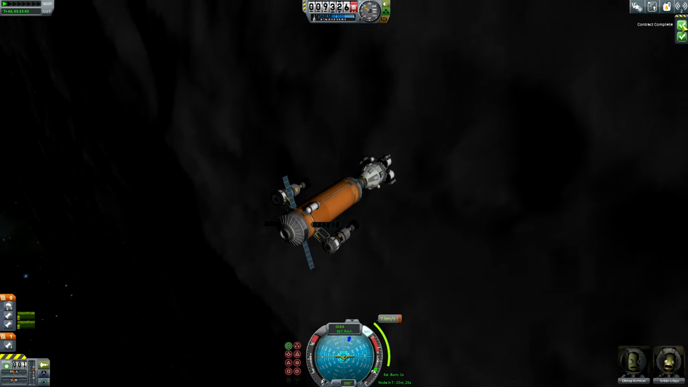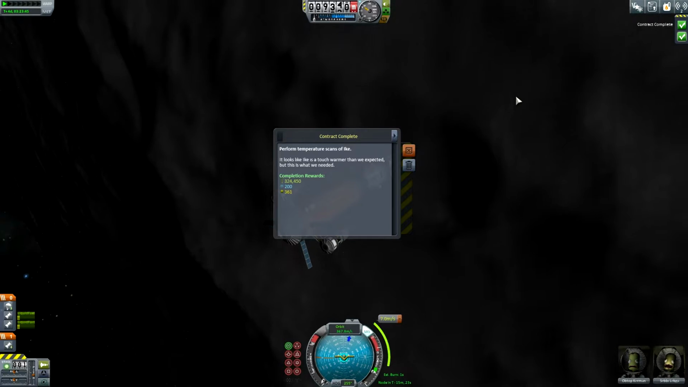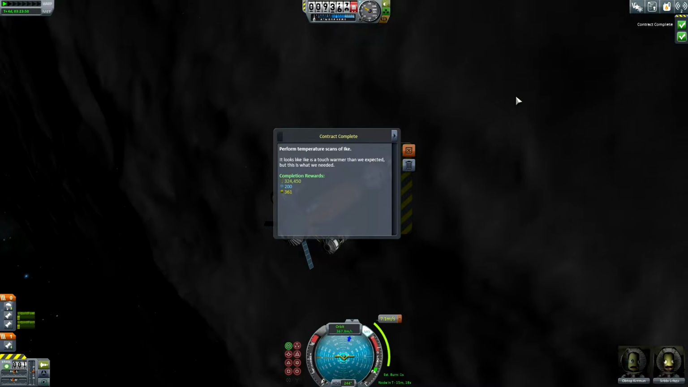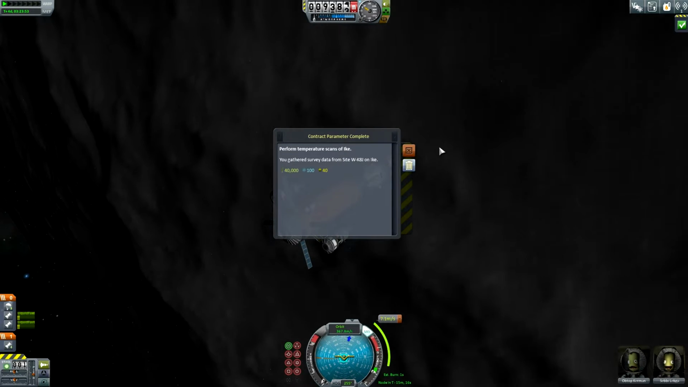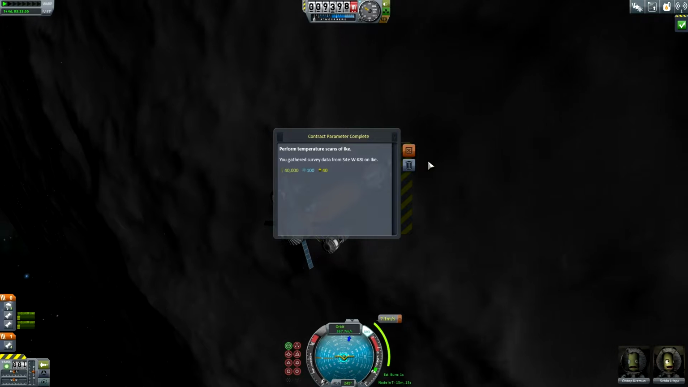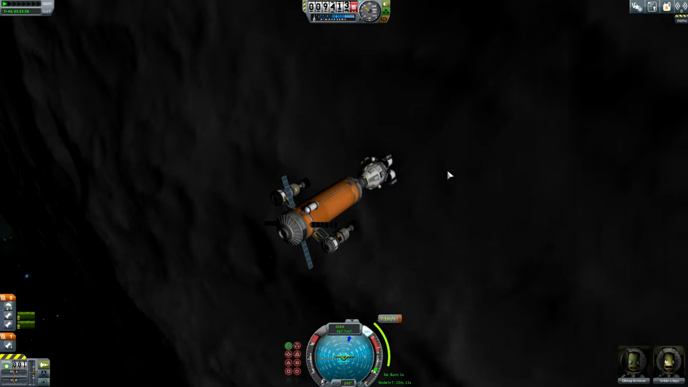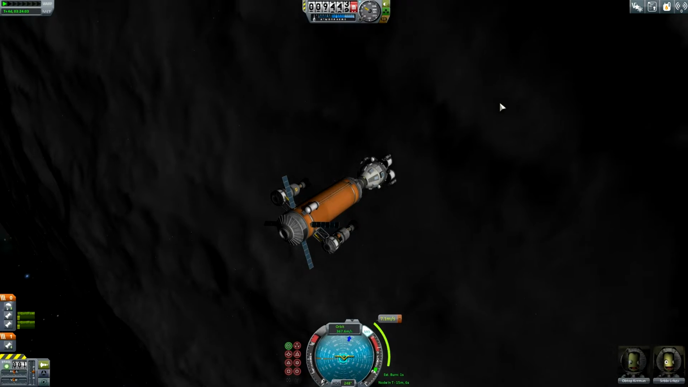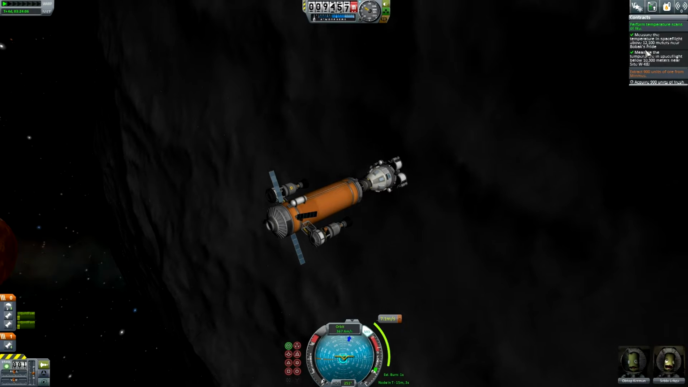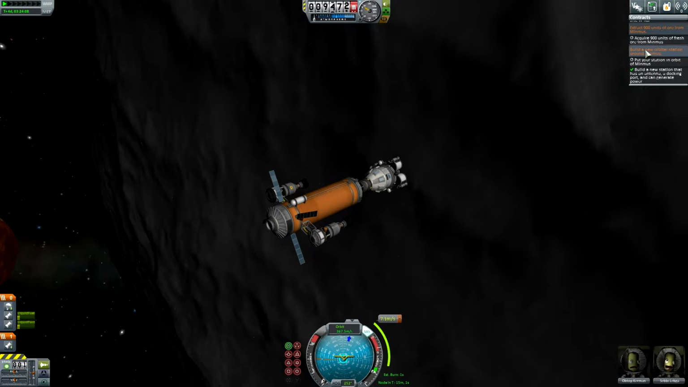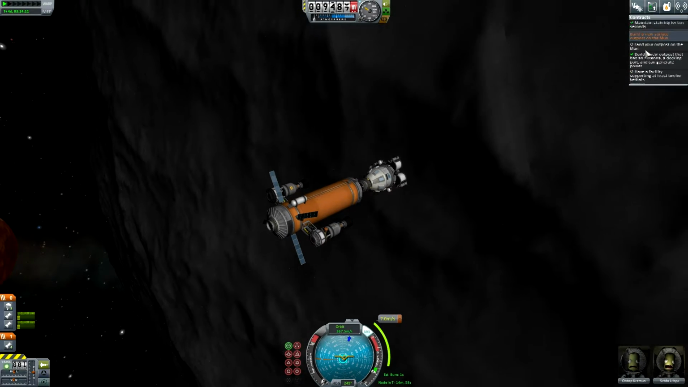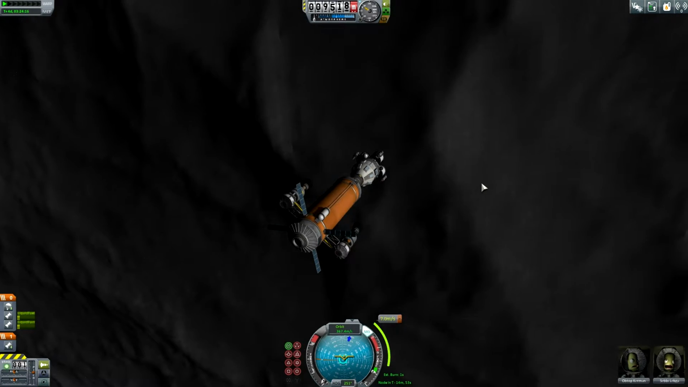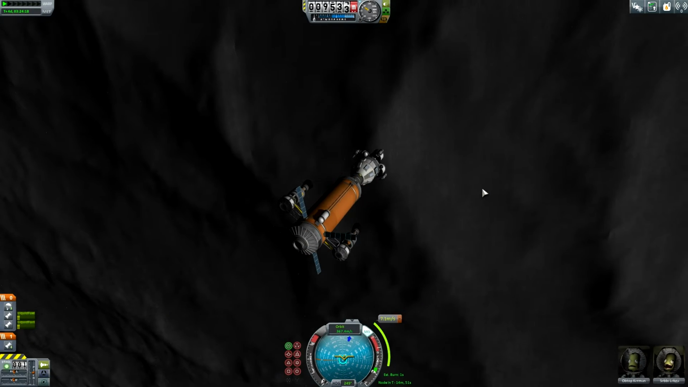And yeah, okay, we have contract complete. Perform temperature scans of Ike. It looks like Ike is a touch warmer than we expected, but this is what we needed. Okay, very good. So we have completed this contract. You gathered survey data from site WK8J on Ike. Very good. Okay, I know, none. Thank you. We have completed the next contract, and the other things are only related to Kerbal, basically. Okay, well done, well done.